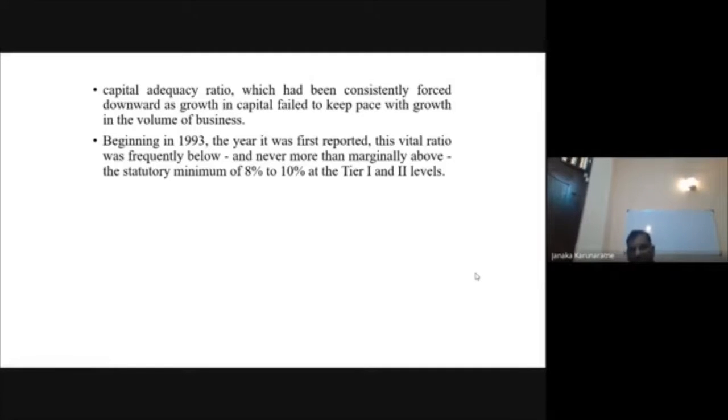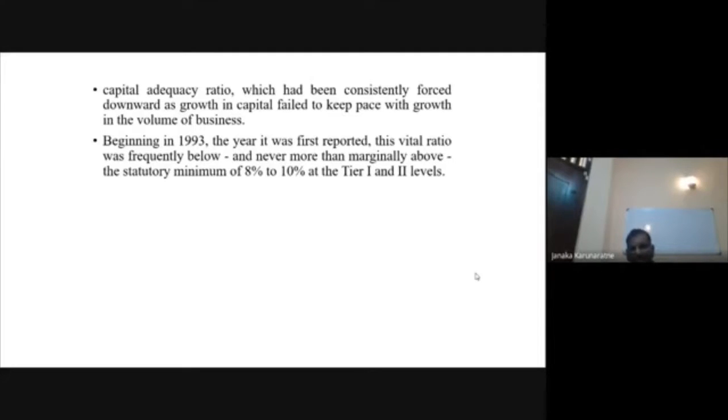The capital adequacy ratio, which had been consistently forced downward as growth in capital failed to keep pace with the growth in the volume of business. Now, the capital adequacy ratio has always been on a downward trend because the growth in assets is not supported by the growth in capital.